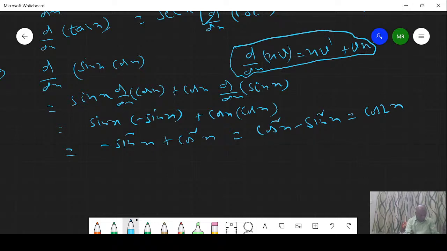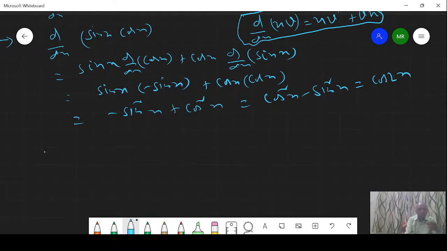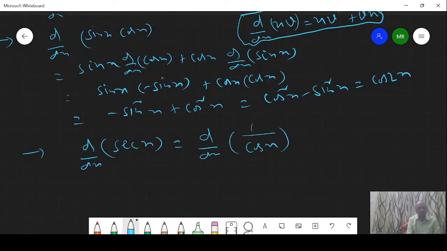Right. The next one. They are asking to find the derivative of secant x. They are asking d by dx of secant x. If they ask for first principle, you should do first principle only. Simply they are asking to find the derivative of secant x. So I can write d by dx of secant x as 1 by cos x. Now you can use the quotient rule.